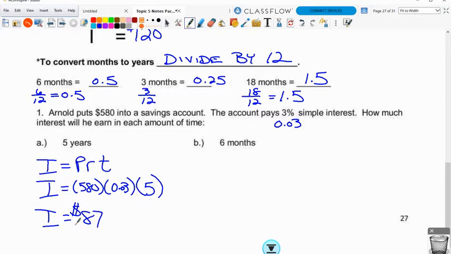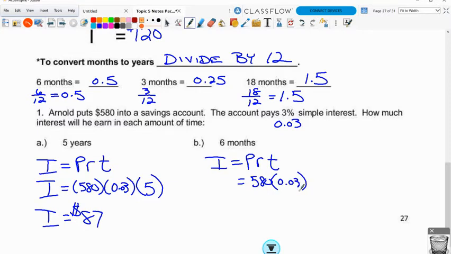What if Arnold only left the money in the bank for 6 months? Well, again, our formula, I equals PRT. And we're going to have a lot of the same values here. The principal amount was still $580 that he started with. The interest rate is still 3%, which is 3 hundredths.